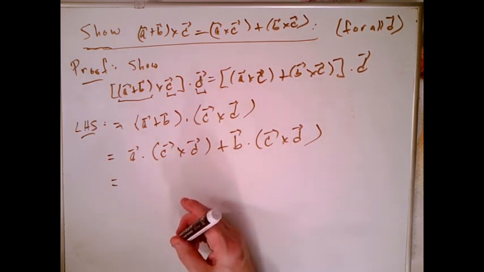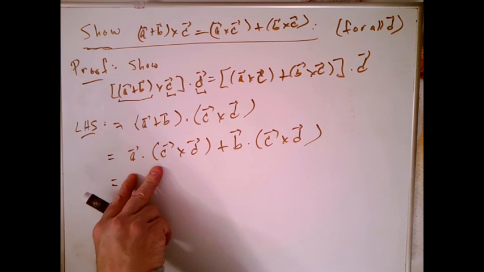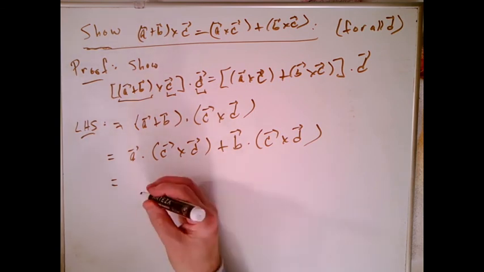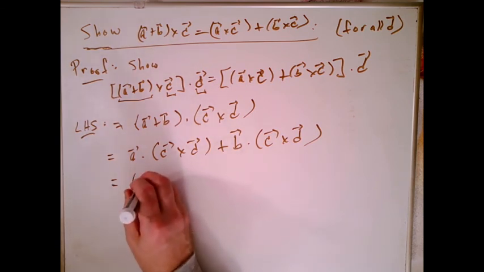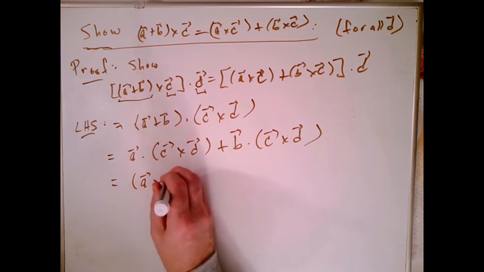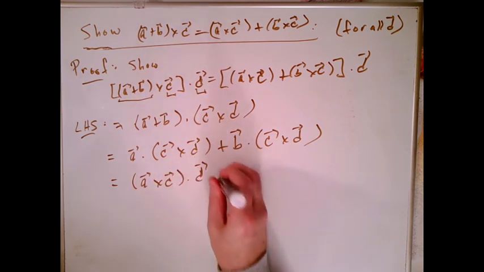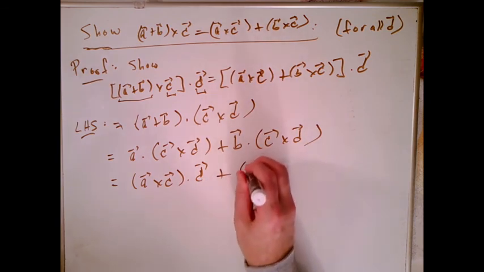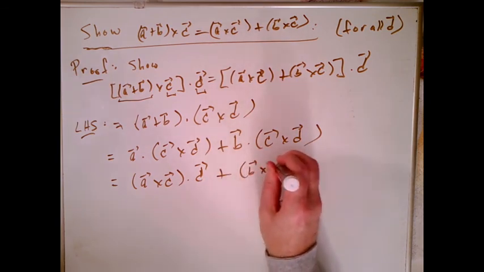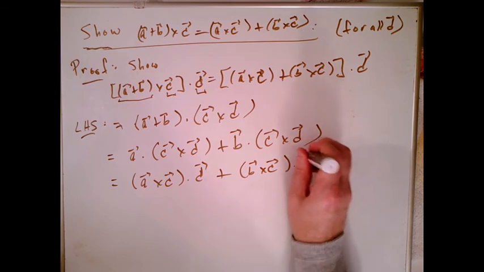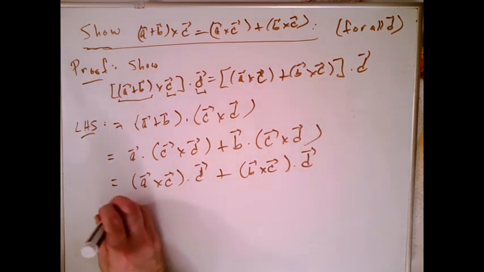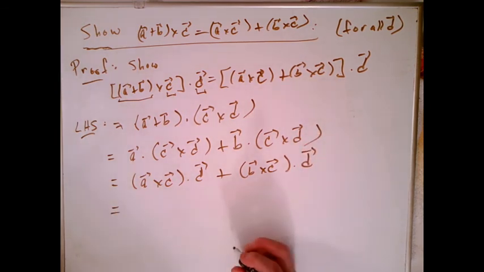Remember how the triple product formula works. If I now associate these two, I have to put a cross here and a dot here. So this is going to look like A cross C dot D. And the same with the second one. This is going to be B cross C dot D, like that. And now we're going to use the distributive property for dot product again.